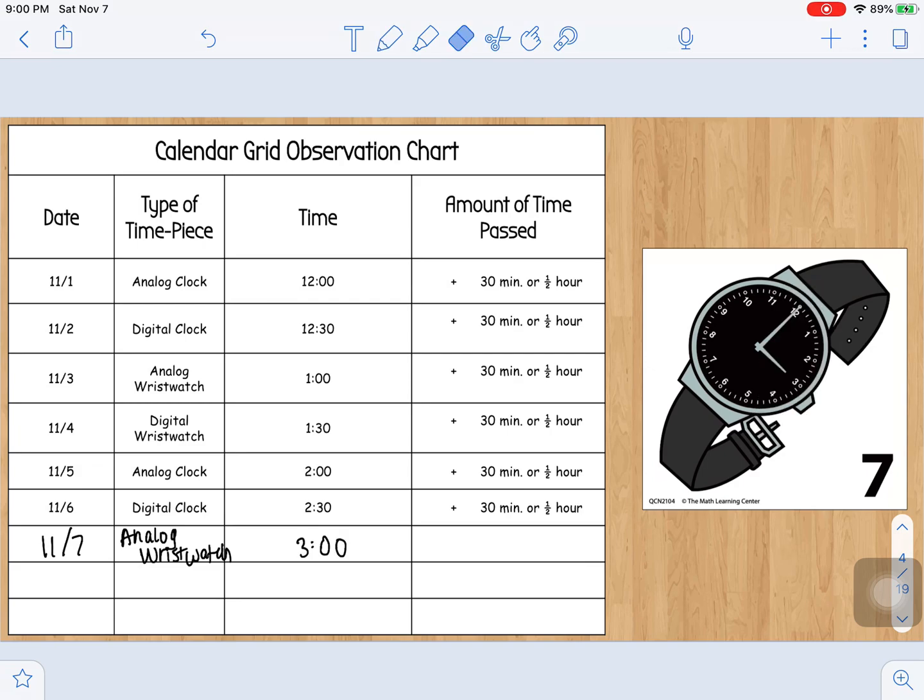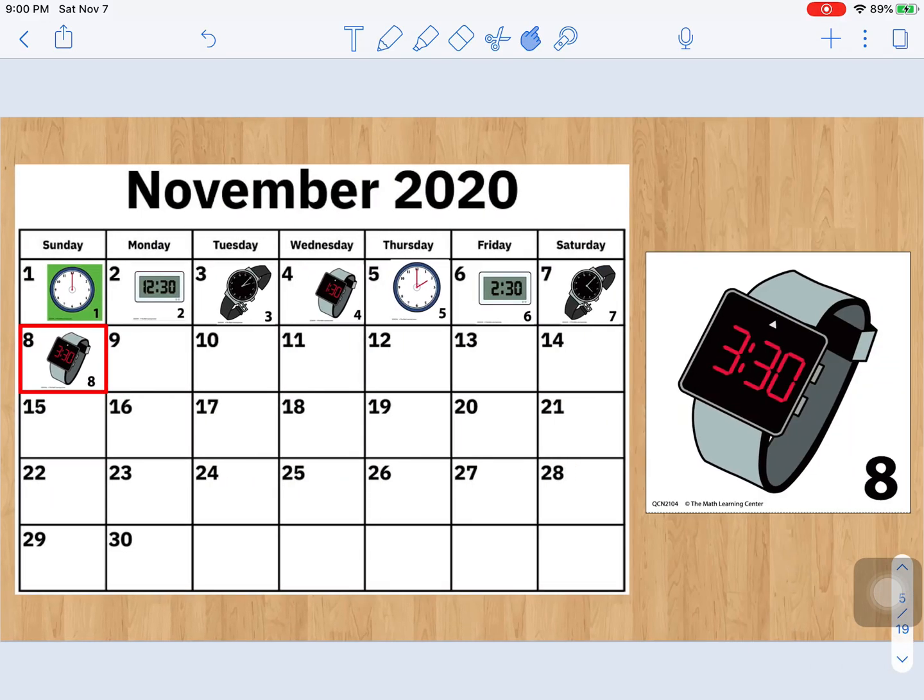Last time on Friday that we looked at this, we left off at 2:30. And if we look at our pattern, we kept adding 30 minutes every day. So by taking a look at 2:30 to 3 p.m., we know that we have added 30 minutes once again, or we can say this as half hour. We added half an hour. Now let's take a look at Sunday.